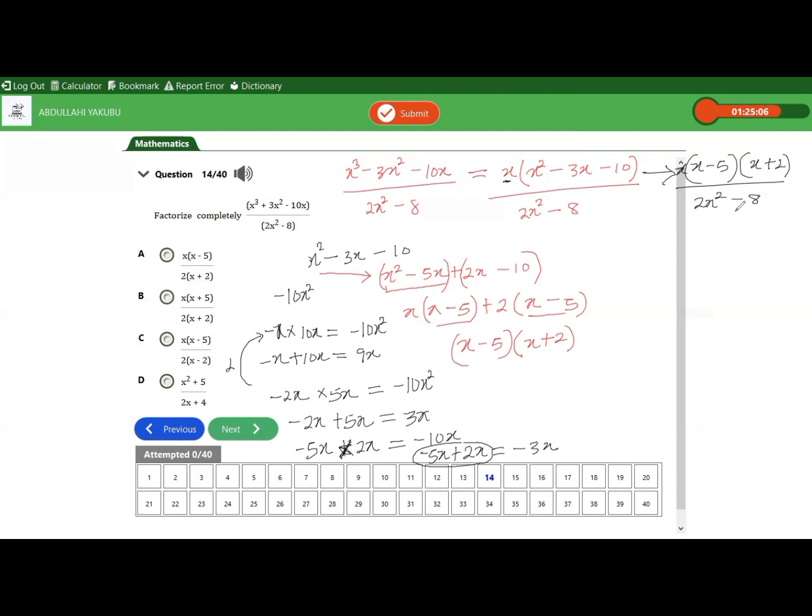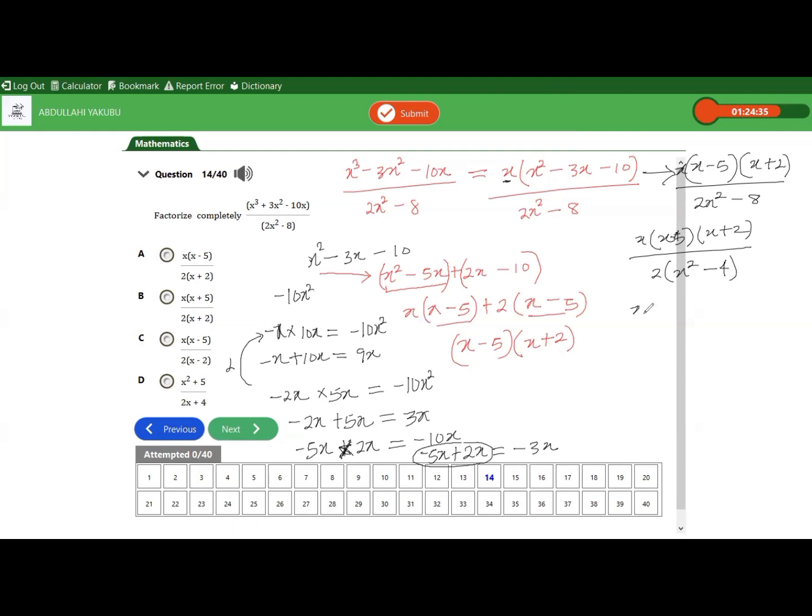So we have x into x minus 5 into x plus 2. So what is common here is 2. So if I bring 2 outside, I have 2 into x squared minus, what can I multiply by 2 to give me 8, which is 4. So I have something like this. So this is x squared, and I can write this one as 2 squared as well.